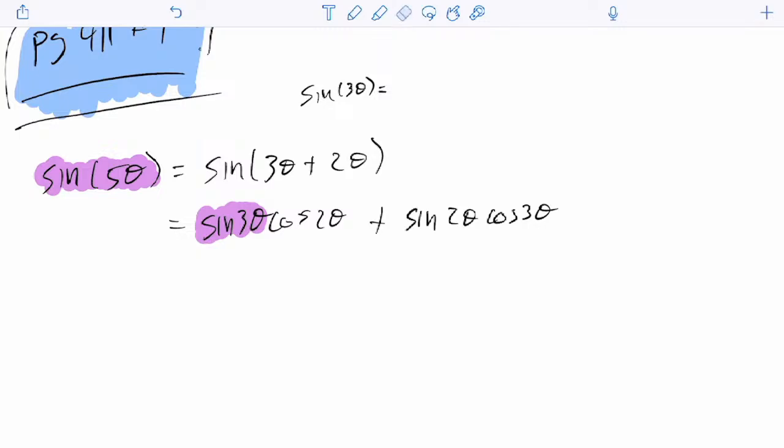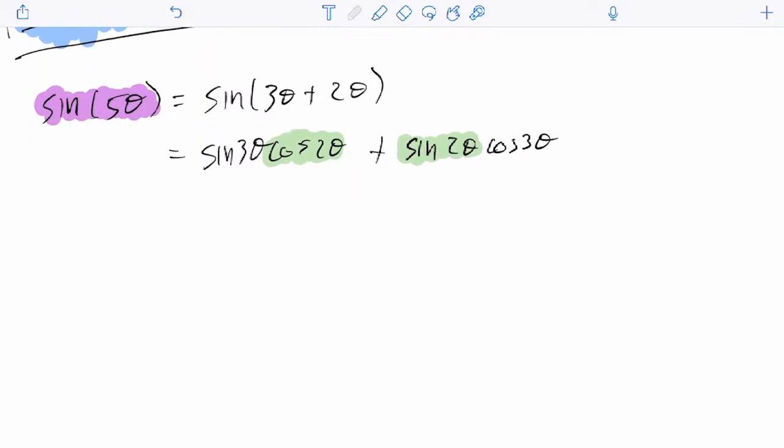Oh, sure. We can do it. So sine of 5 theta is sine of 3 theta plus 2 theta. So you can break this up as sine 3 theta cos 2 theta plus sine 2 theta cos 3 theta. If they want it all in terms of theta, the only thing you got to do is get rid of these 3 thetas. Some of them are easier than others to get rid of. For instance, this is easy, this is easy. I can get rid of those right away. These ones are a little bit more work.